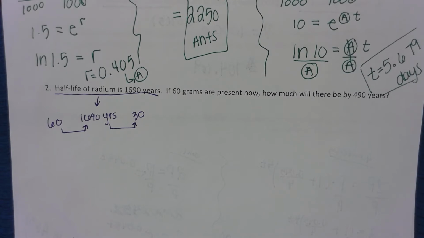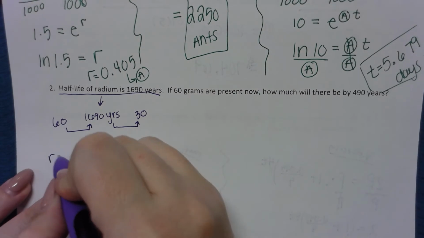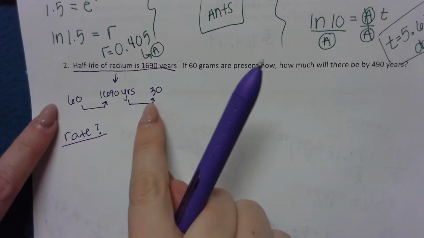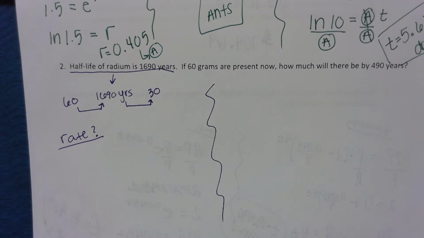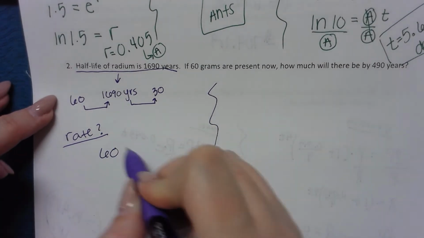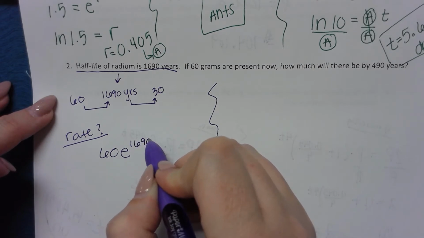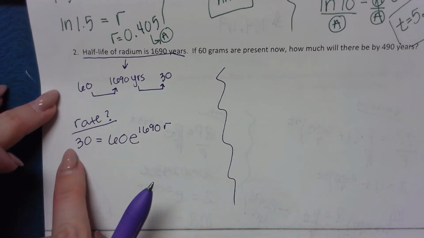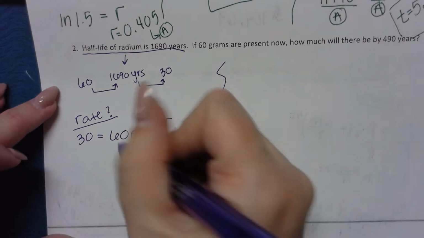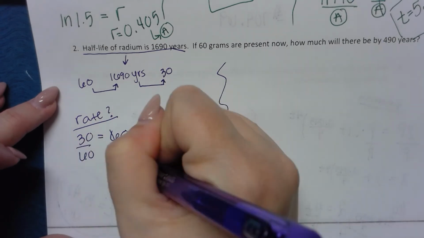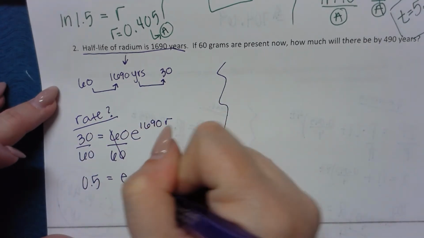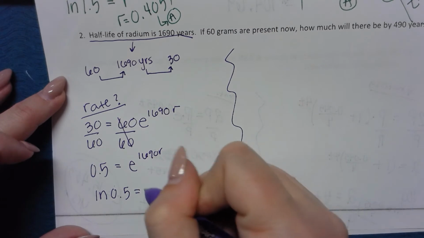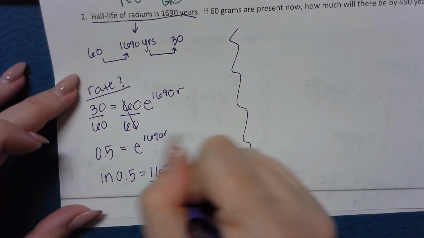So, once again, the big piece of information that's missing is the rate. I can't answer this question until I know what the rate is. So I'm going to have to use this information to help me figure that out. I start with 60. After 690 years, I have 30. I don't know the rate. Divide by 60. We get 0.5 equals e to the 690r. Change it to log, so ln of 0.5 equals 690r. Divide.